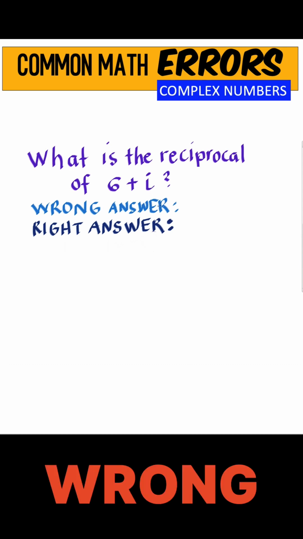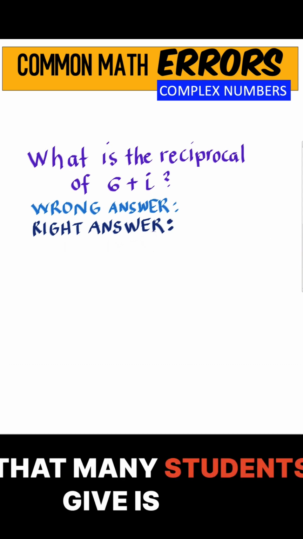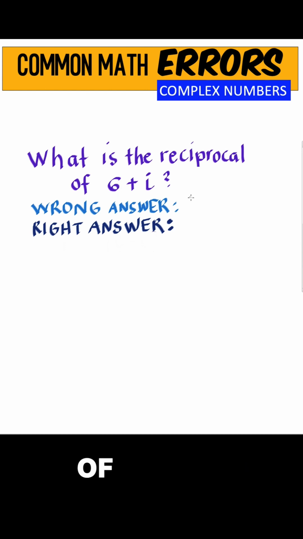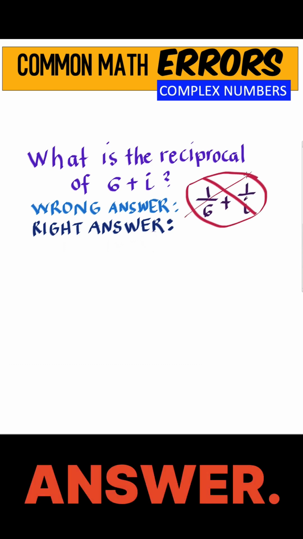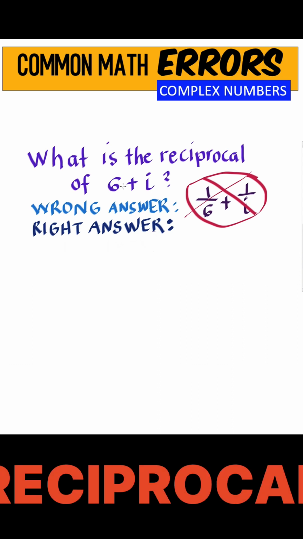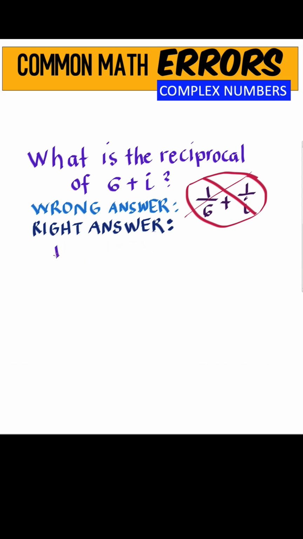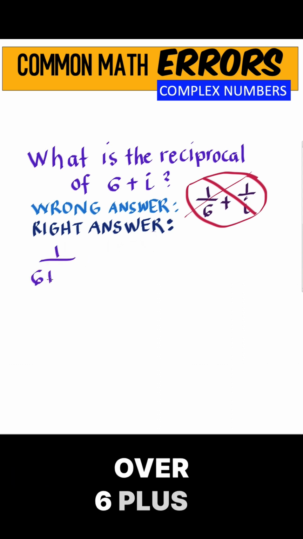First, the common wrong answer that many students give is they think that the reciprocal of 6 plus i is 1 over 6 plus 1 over i. And we say this is the wrong answer. For the right answer, the reciprocal of 6 plus i is 1 over 6 plus i.